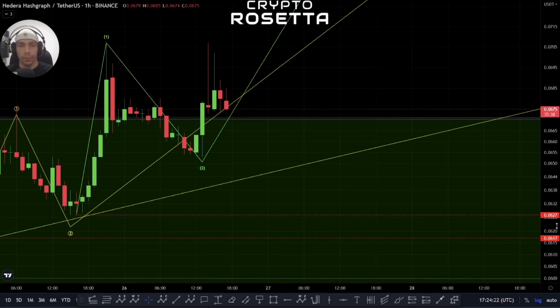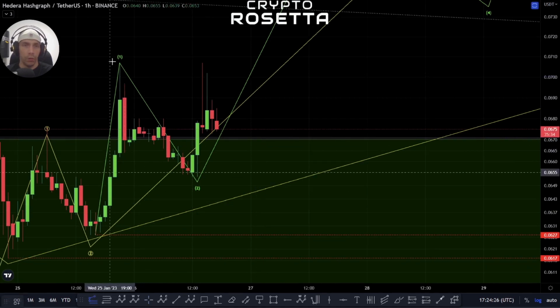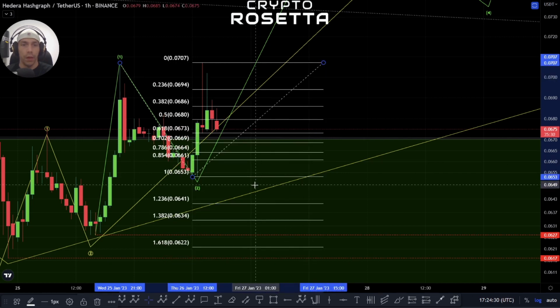Like I said, though, it is possible we can move down one more time here, and we would have to look at this whole move then as an ABC, and our 1-to-1 would potentially give us a double bottom here.